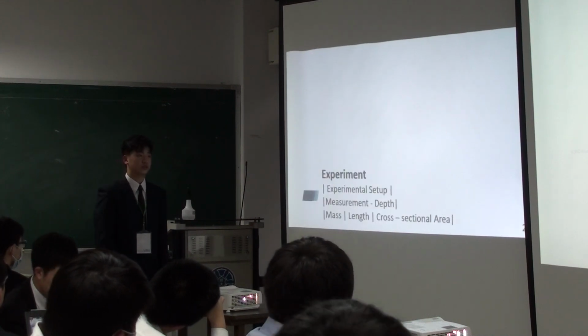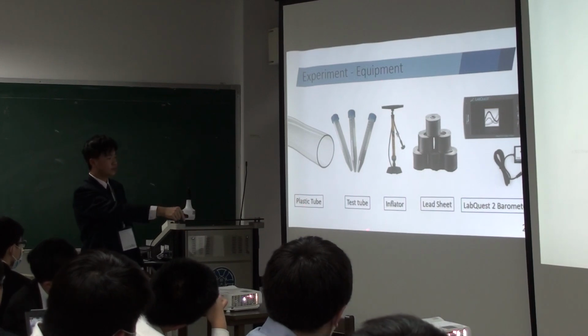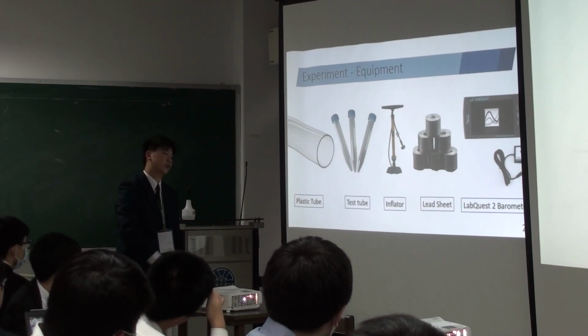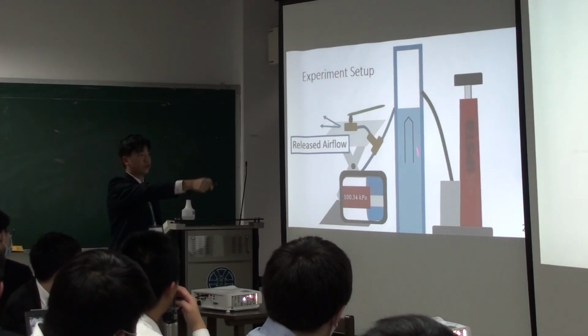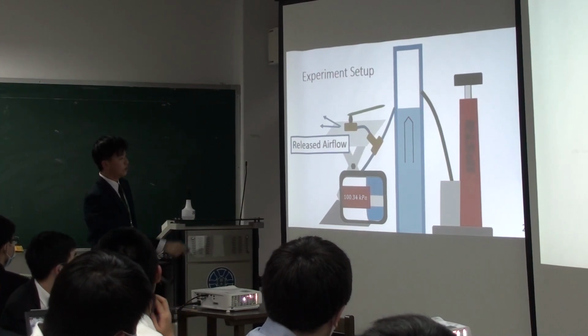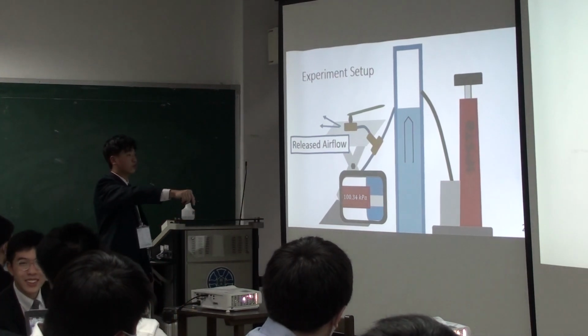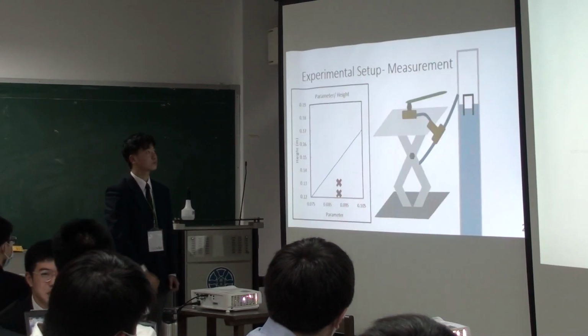And the next part is our experiment. In our experiment equipment, we use a plastic tube, test tube, inflator, lead sheet, and barometer. And this is our experimental setup. We use the inflator to increase the air pressure inside the long vertical tube, and use the test tube as our diver. The whole system is connected with the barometer and a release air flow, which can control the air pressure inside.